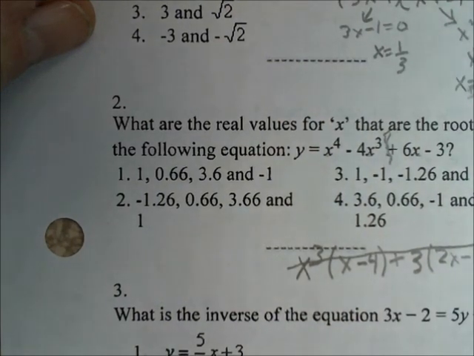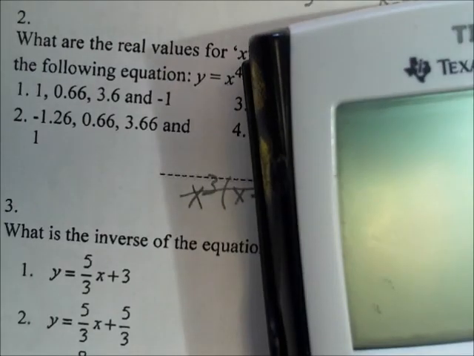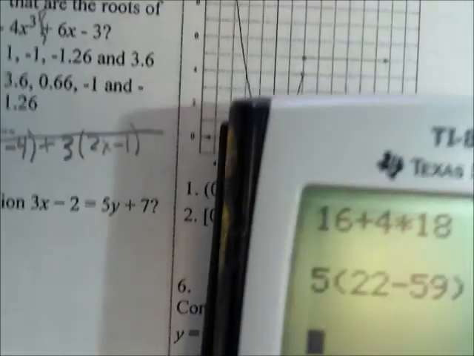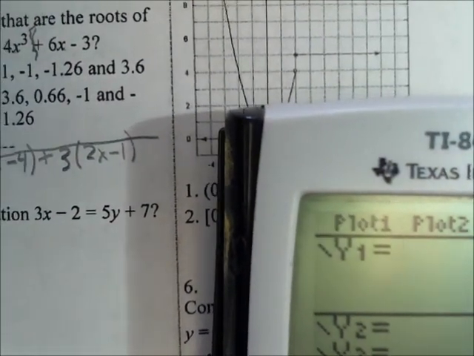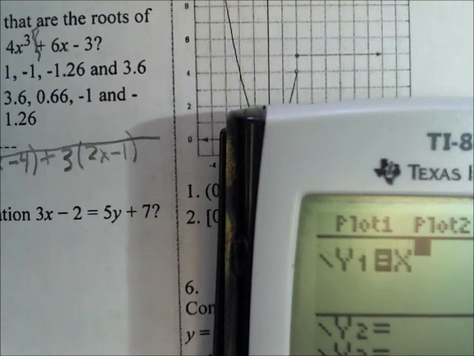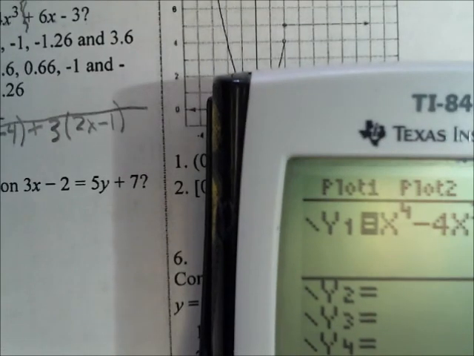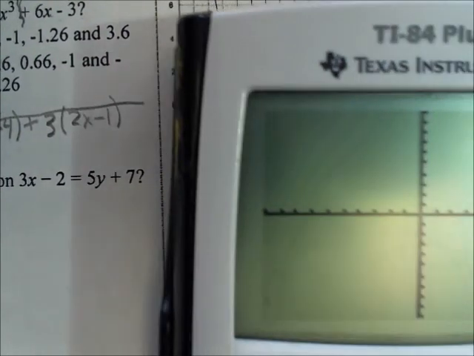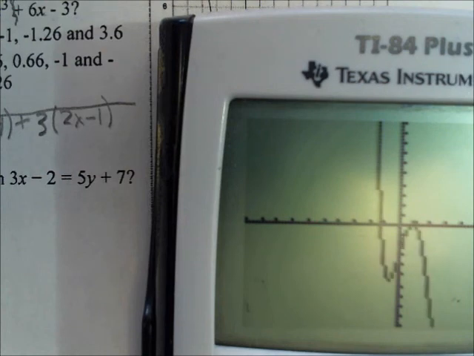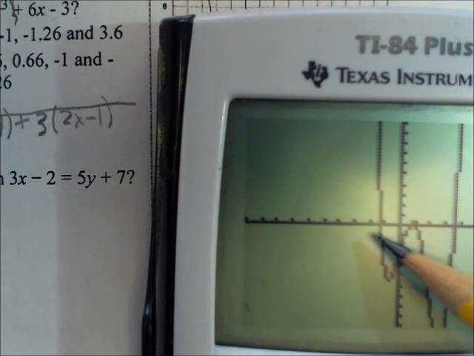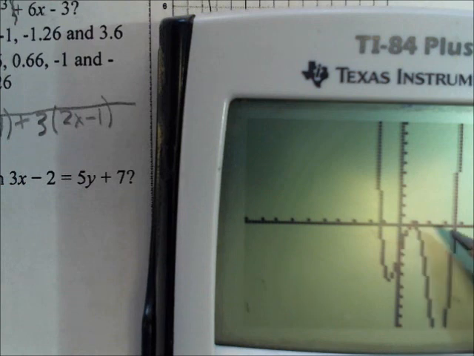Now what we're going to do is take our calculators out and see if we can find the x-intercepts. So we're going to enter x to the fourth minus 4x to the third plus 6x minus 3. Take a look at that graph. There are 4 roots to this problem. You can see there's 1 here, 2 here, and 1 over here.